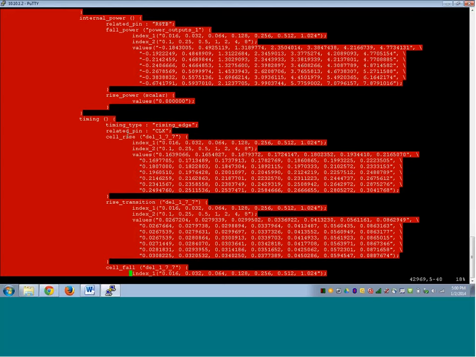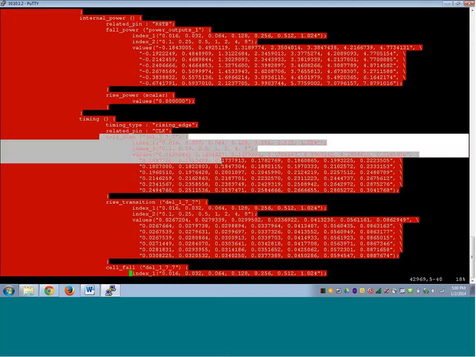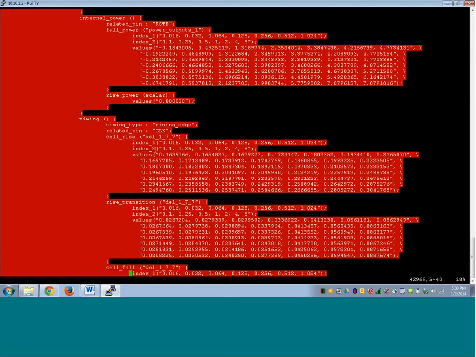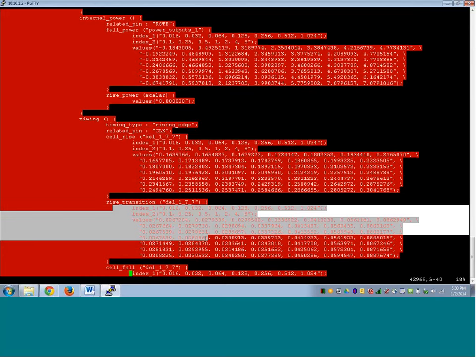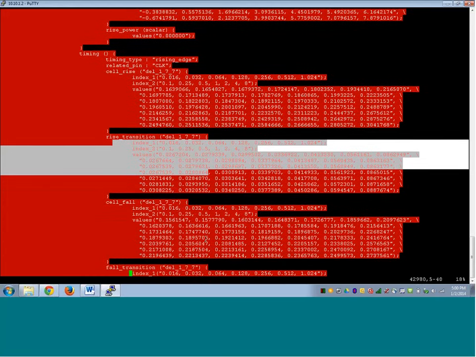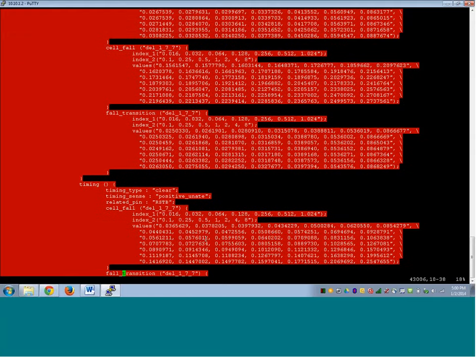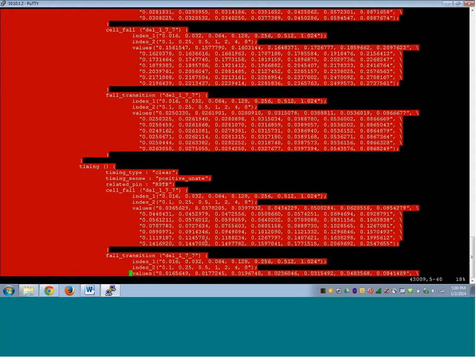So the output will now have two things. One is the delay part, the other is the transition part. This is the NLDM model, so this is the delay part and this is the transition part. Cell rise, rise transition, cell fall, fall transition. And then there is a timing with respect to the reset.